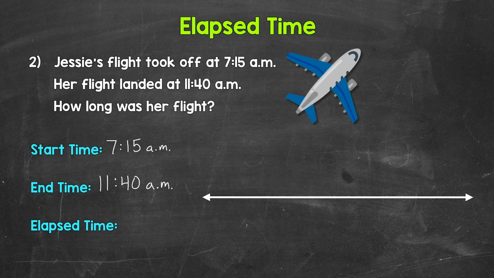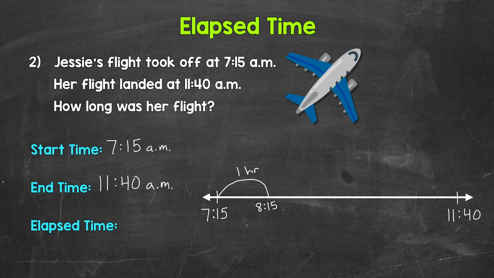Let's figure out the elapsed time here, how long the flight was. We'll start with the start time and end time on the number line. So 7:15 and 11:40. Now let's make our way from 7:15 to 11:40. We'll start with a 1 hour jump and go from there. So 1 hour from 7:15 brings us to 8:15.